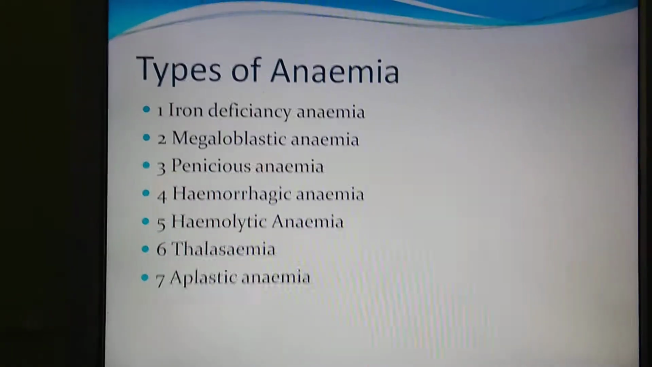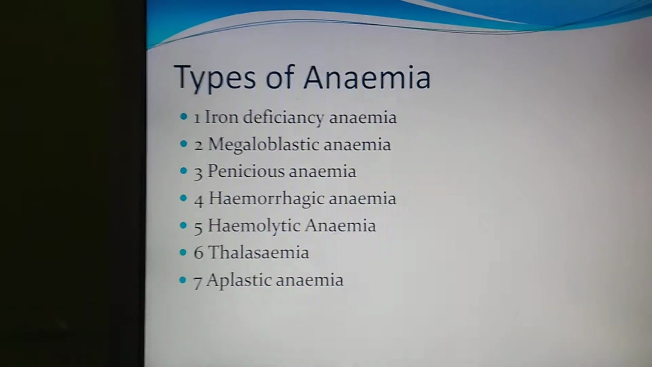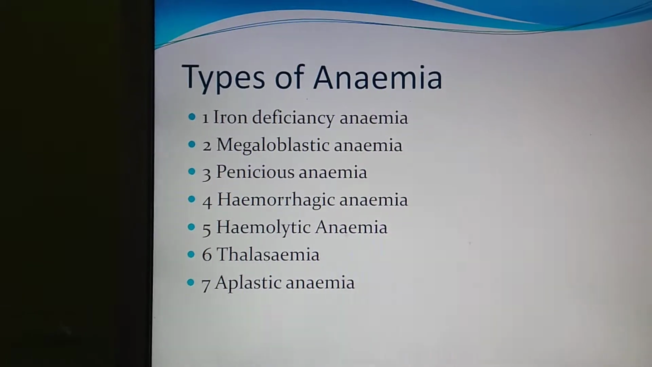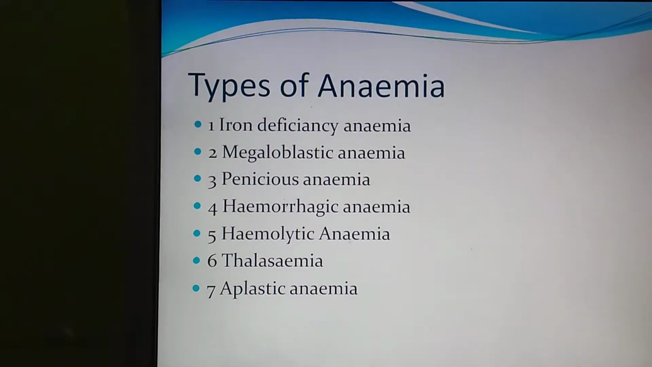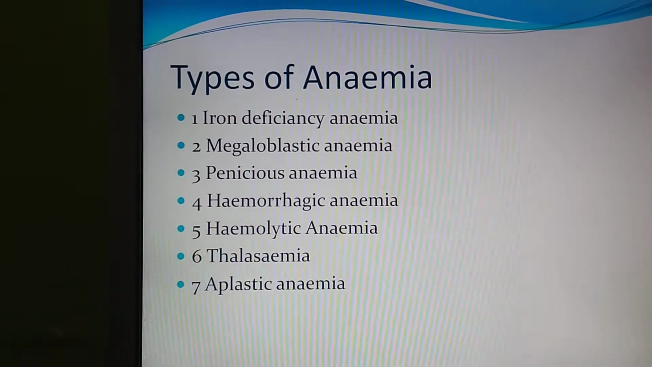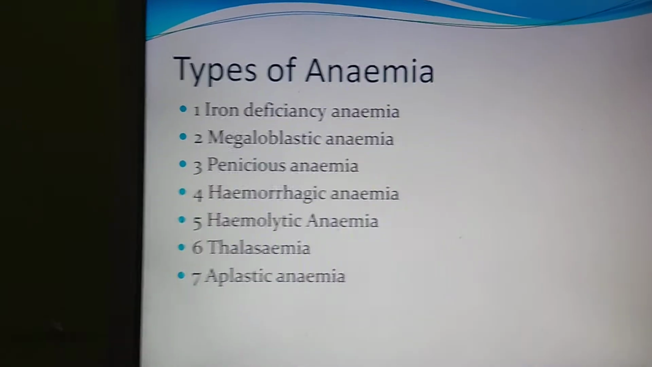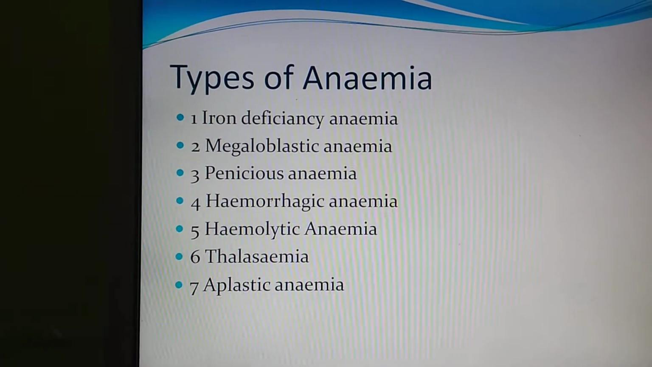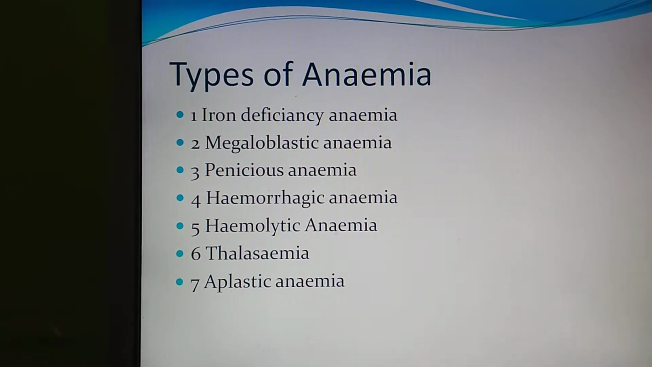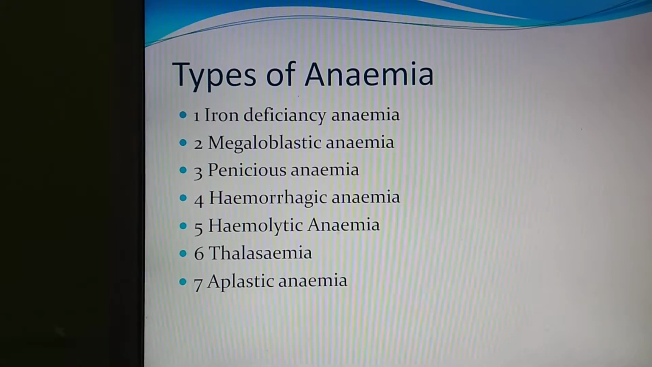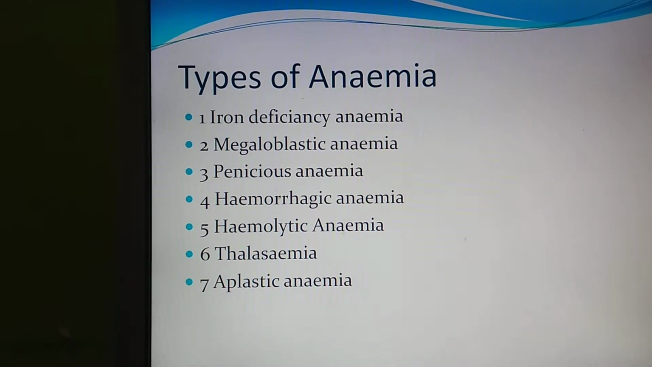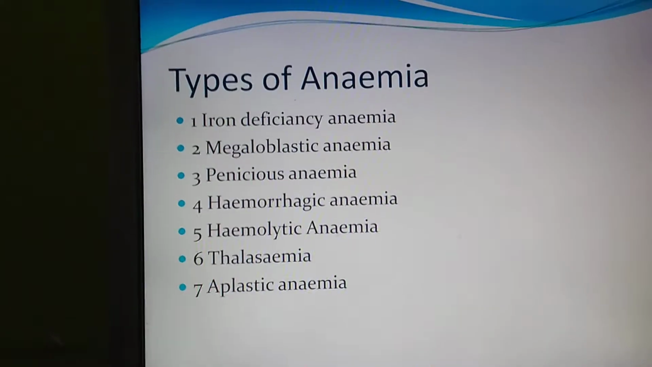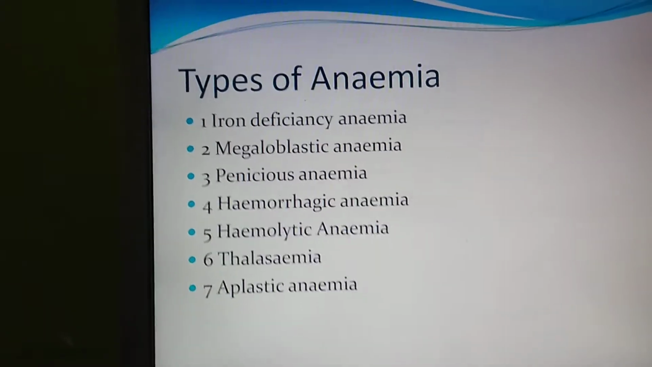There are 7 types of anemia, depending on the cause. Why is anemia there? What is the cause? On the basis of cause, there are 7 types of anemia. Number 1, iron deficiency anemia. Number 2, megaloblastic anemia. Number 3, pernicious anemia. Number 4, hemorrhagic anemia. Number 5, hemolytic anemia. Number 6, thalassemia. And number 7, aplastic anemia. Let us see one by one.